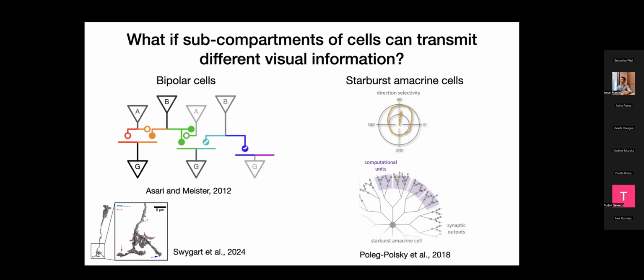Later work showed that they connect to direction selective ganglion cells along particular orientations, and that's how it works. But importantly, that means if you stick an electrode on the soma of a starburst amacrine cell, it's not direction selective, even though starburst amacrine cells are the key cell that creates direction selectivity in the retina. If you knock them out, there's no more direction selectivity, even though their somas are not direction selective. So this is undeniably a subcellular computation.